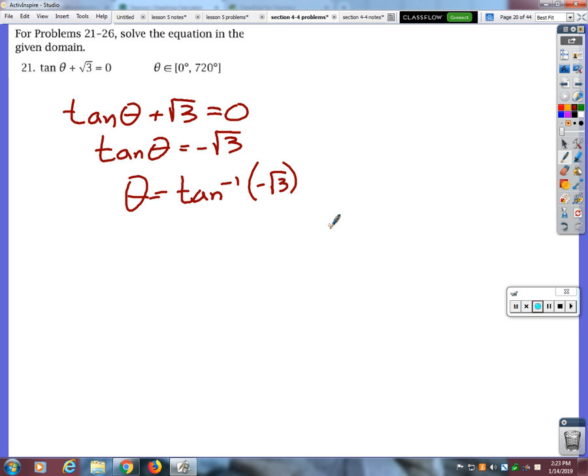Theta's degrees. It says right there 0 degrees to 720 degrees. So make sure you're in degree mode, stop errors. And go second tangent, negative square root of 3. Okay, that's fine. So theta equals negative 60 degrees.